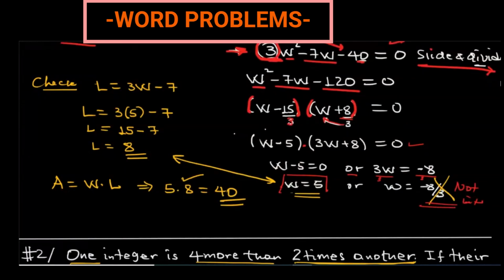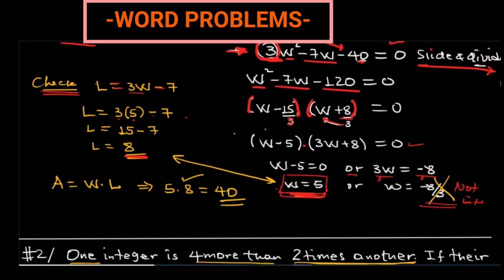Now I take 5 as an answer, but I cannot just take 5 for granted. I have to go find the other dimension, which is the length, according to the relation. The length is 7 less than 3 times the width. The width is 5 already, so I plug it in: 3 times 5 minus 7. 3 times 5 is 15, and 15 minus 7 is 8. Now I find the two dimensions: one of them is 8, one of them is 5.